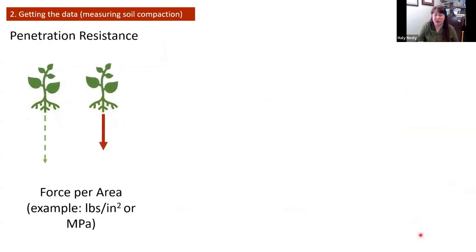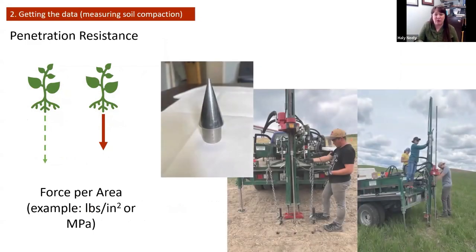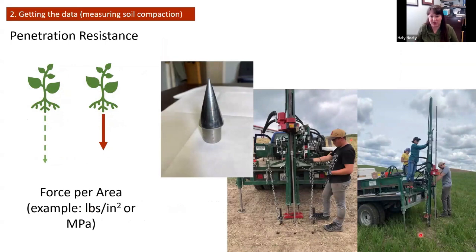Another way we do this is penetration resistance, which is force per area. It can be in pounds per square inch or megapascals, or there are lots and lots of different measurements to do this. The way that we do this in the lab, and I'm sure Natalie will talk about this as well, is using a hydraulic penetrometer. This is a lot more repeatable than a handheld penetrometer, but you do have to put it on the back of a truck. We have the truck actually chained to the ground, so nothing is moving at all.